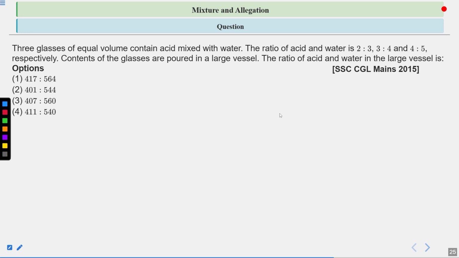So there are four options. First one is 417 ratio 564. Second is 401 ratio 544. Third one is 407 ratio 560. And fourth one is 411 ratio 540. Now you have 10 seconds to analyze the question. Your time starts now. Now time's up. Let's see the solution of this question.